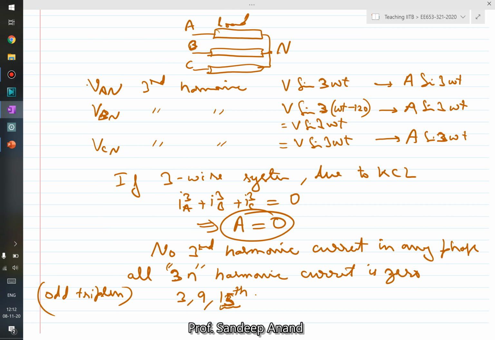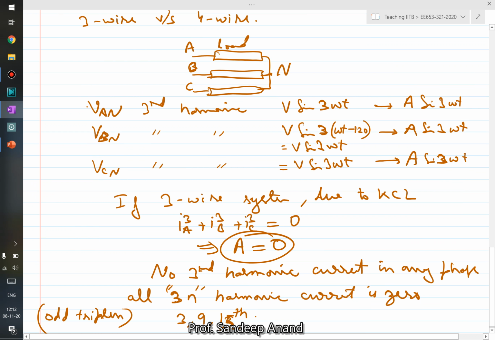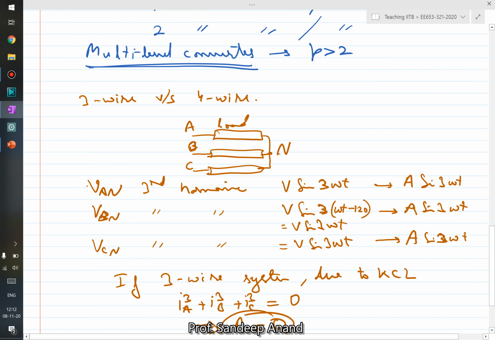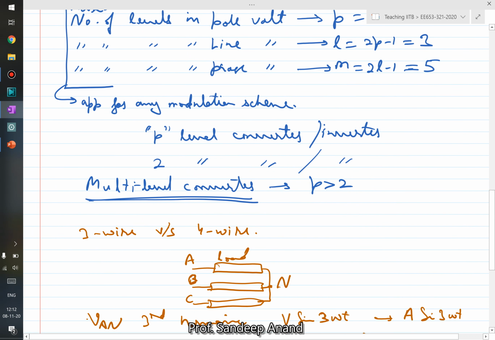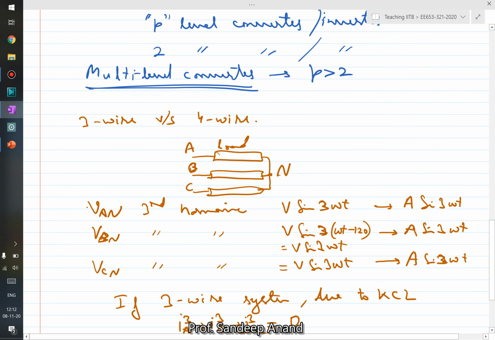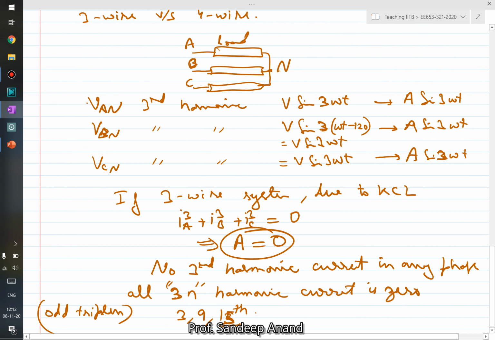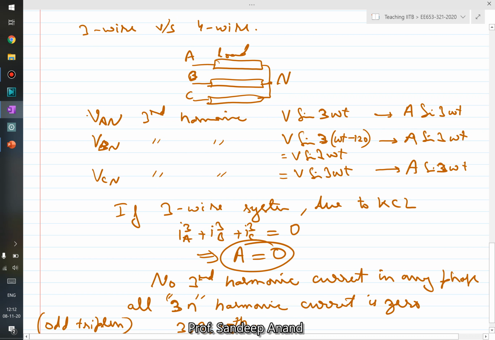Okay, let us stop our discussion on fundamental modulation here. We have actually gone a little bit beyond fundamental modulation. Whatever we have discussed here in terms of the number of levels and in terms of the 3-wire versus 4-wire goes beyond fundamental modulation. Now let us try to talk about some of the other modulation schemes.